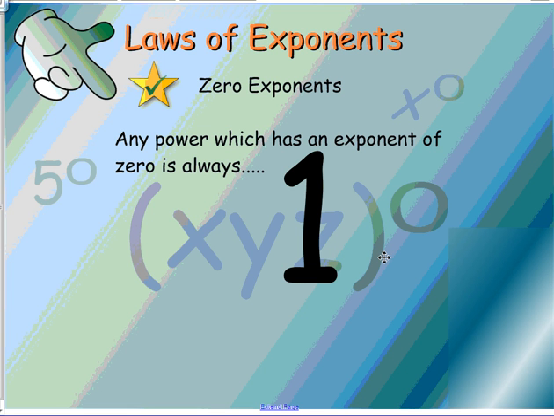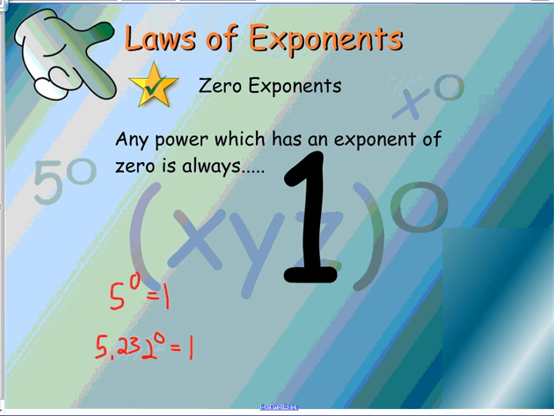All right, so there is a very simple rule for exponents with zero. Any power which has an exponent of 0 is always 1. That means that if you have 5 to the 0 power, it equals 1. If you have 5,232 to the power of 0, it is still 1. All right? Pretty self-explanatory.